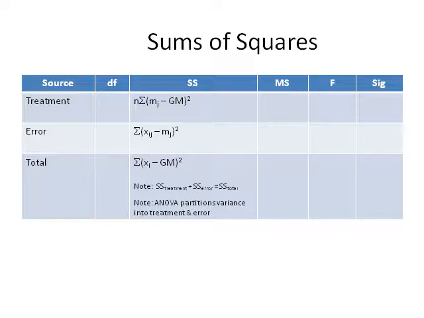An important principle here is that sums of squares treatment plus sums of squares error equals sums of squares total. This is to say that in analysis of variance, we partition or segment total variance into two parts: a part that carries information about the effect of treatment, or sums of squares treatment, and a part that carries information about sampling error, or sums of squares error.